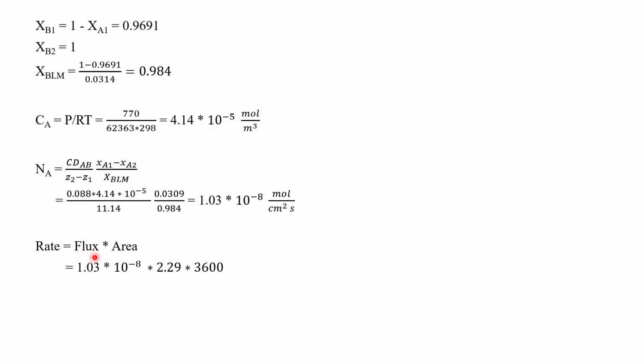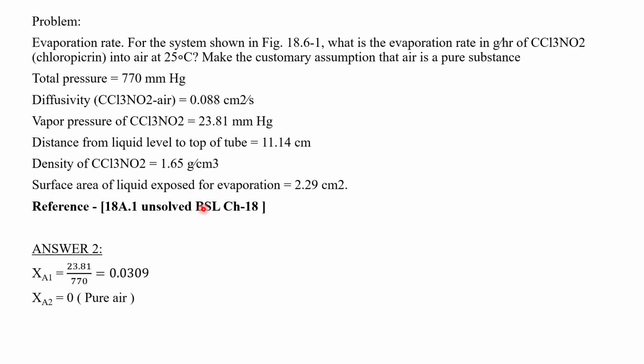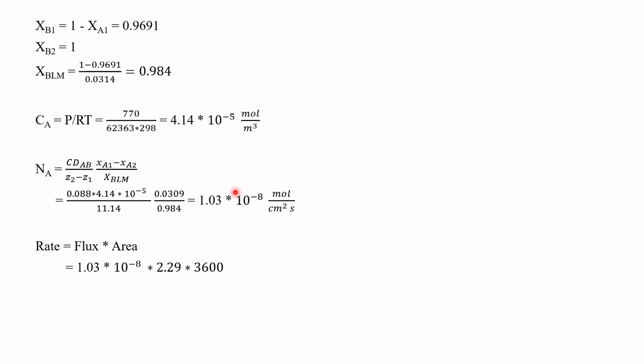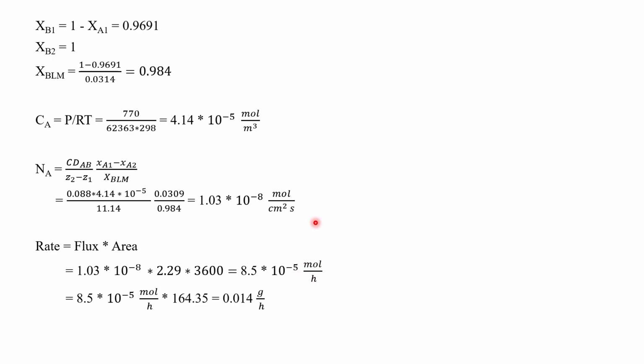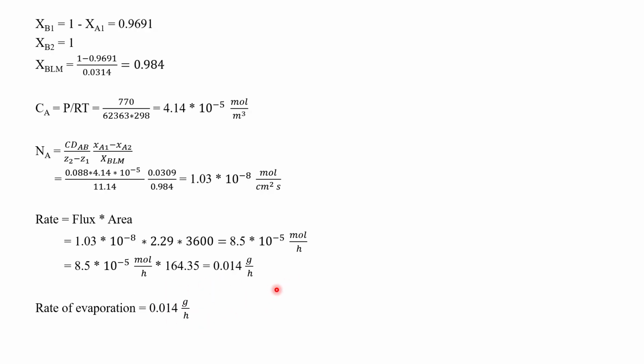We know rate is equal to flux times area. Flux is NA, this one, and area is given as 2.29. The surface area of liquid exposed for evaporation is 2.29 centimeter square. We have a second in the denominator. To convert it into hours, we have to multiply by 3600. So this will be mole per hour. We have to find grams per hour, so we'll multiply it by its molecular weight 164.35. So it will be this. This will be the final answer. Rate of evaporation is 0.014 grams per hour.